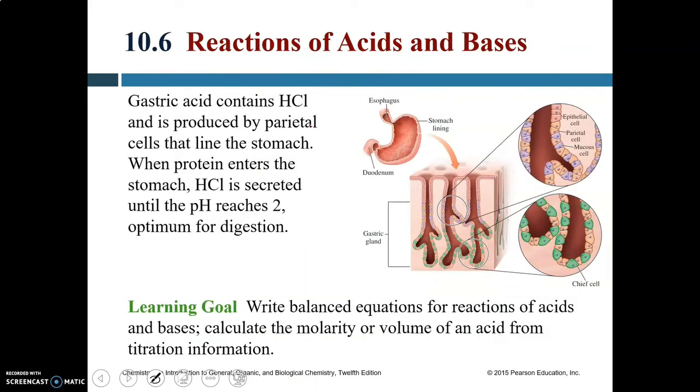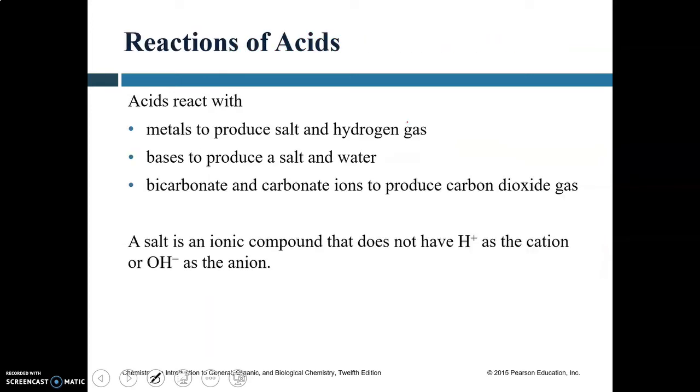Now, acids and bases can react with each other. In the human body, there's an acidic milieu in the stomach. So gastric acid contains hydrochloric acid, which is produced by parietal cells. Hydrochloric acid is secreted until pH in the stomach is 2, which is the optimum pH for digestion.